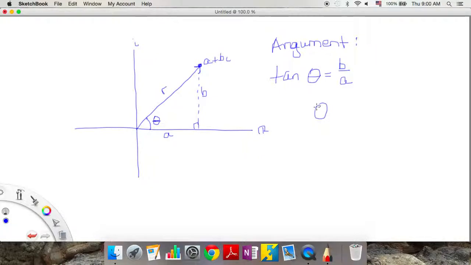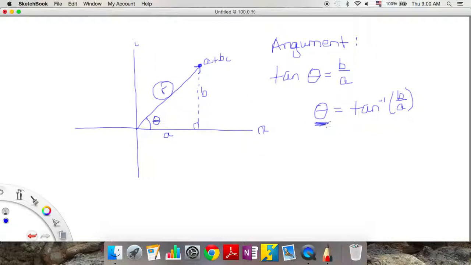So if we want to find out what theta is, we take the inverse tangent of the imaginary part over the real part. And that'll give us our argument. Now, the thing you need to realize is for our modulus, there's only going to be one answer. When you calculate that, a squared plus b squared, take the square root, there's just one answer. But what do we know about angles?